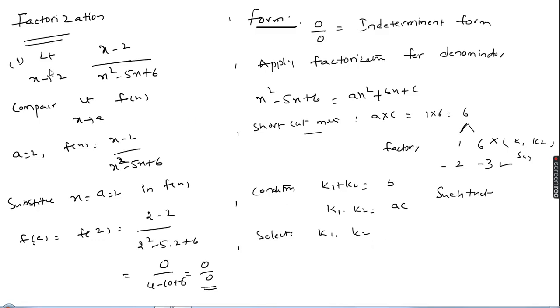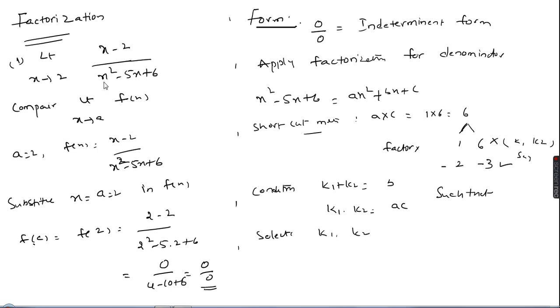So the problem is the limit as x tends to 2 of (x minus 2) by (x square minus 5x plus 6). We compare that limit as x tends to a of f of x, where a is equal to 2 and f of x equals (x minus 2) by (x square minus 5x plus 6). We substitute x is equal to a, that is nothing but 2, in f of x. So we get f of 2, and that form is 0 by 0. So 0 by 0 is nothing but an indeterminate form.